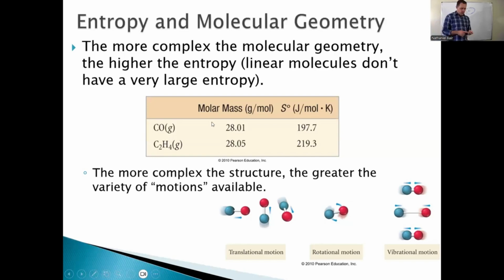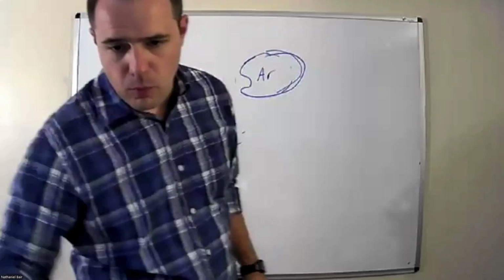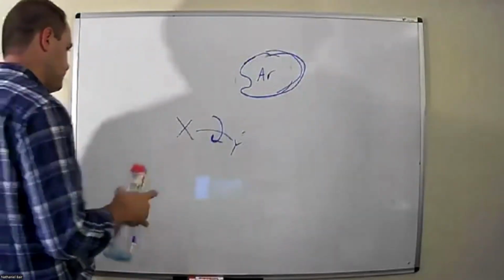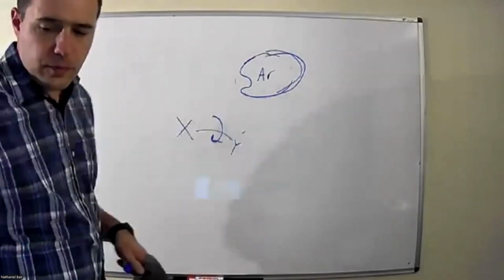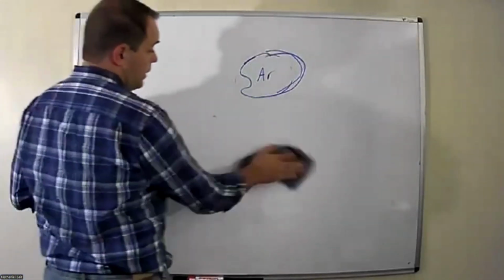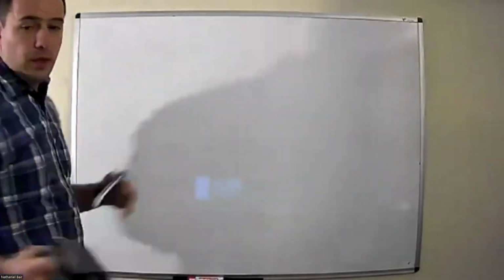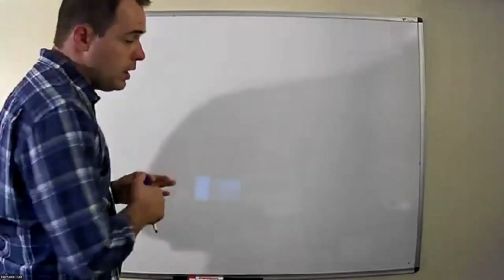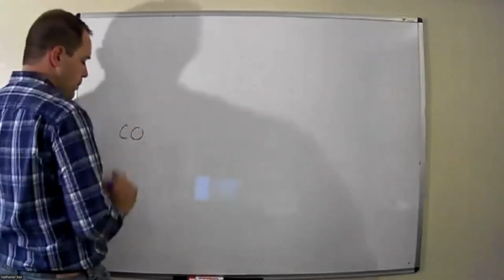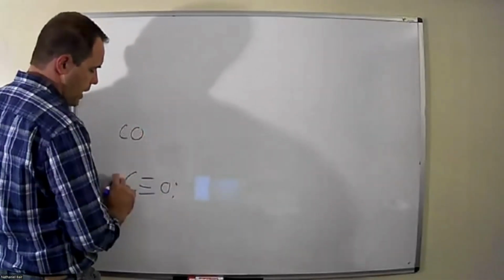So take a look here. Now here we have two molecules, carbon monoxide and ethylene. We're going to try to figure out why ethylene, even though they have pretty much the same molar mass, has a greater randomness or entropy than carbon monoxide. Well, glad you asked. If we draw it out, ethylene just has way more bonds. And a lot of those bonds are single bonds, which is what's going to allow this molecule to do more distortions. So if we draw carbon monoxide, it's a triple bond between carbon and oxygen.